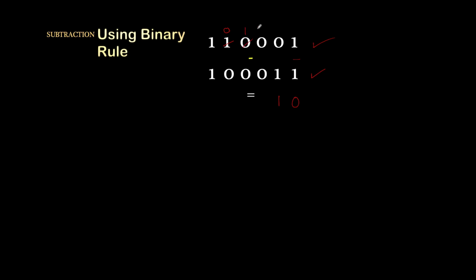We also convert all preceding zeros to ones. In the third position, we now have 1 minus 0, which is 1. In the fourth position, 1 minus 0, which is 1. In the fifth position, we have 0 minus 0 equal to 0. In the sixth position, we have 1 minus 1, which is equal to 0. So the resultant number is 1110.